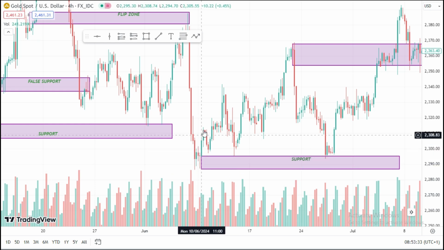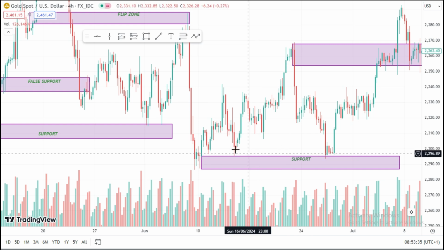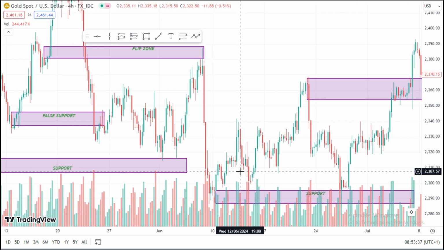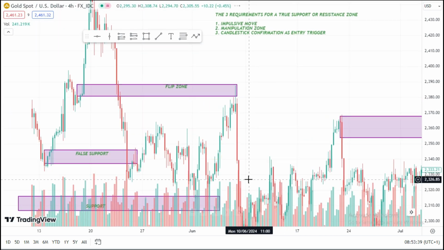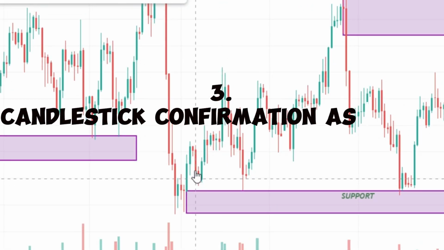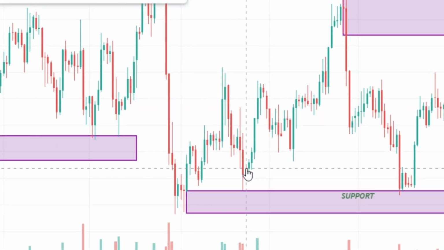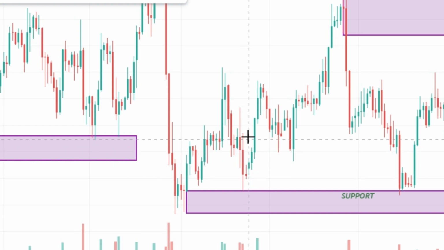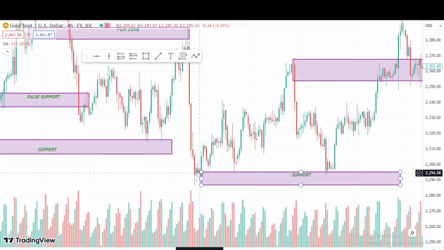So once you get that, you draw it out. Now, does that mean that's a certified support? No, it's not a certified support until we have the third rule, which is candlestick confirmation as an entry trigger. So when price came here, it gave this Harami pattern, which was somewhat confirmed by this. This would have made it a complete morning star, but it's not the best. Well, it did give this and it rallied up. So we have this support zone right here.